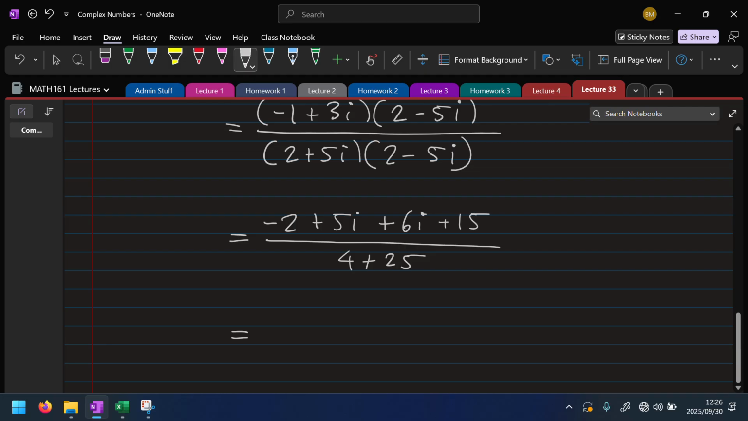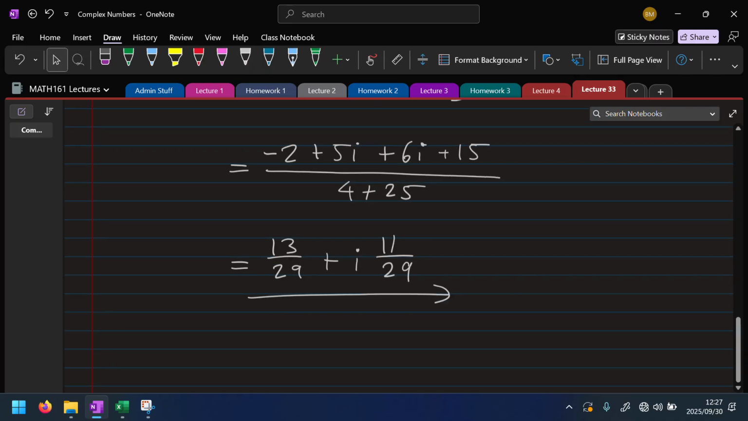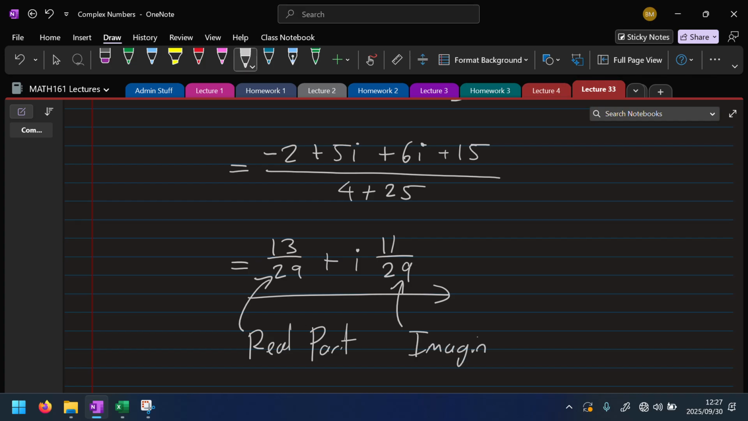Now we look at the real parts and the imaginary parts. What are the real parts? That will be minus 2 and 15. We can put that together. That will be 13. The bottom, 25 and 4, that's just 29. And then the imaginary parts, we can put that together. That will be the 6 and the 5. That will be 11. And then the bottom, same denominator, 29. Again, we've got the real part and we have the imaginary part. Any questions for this example?